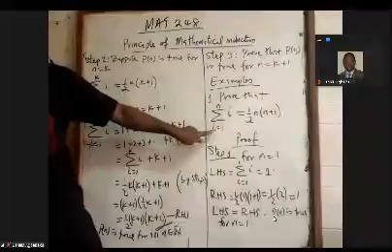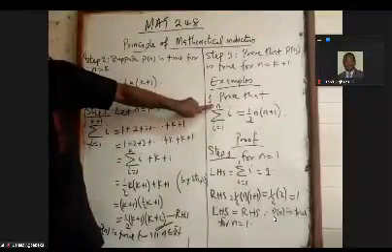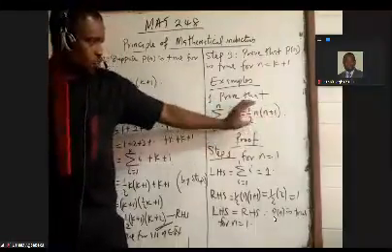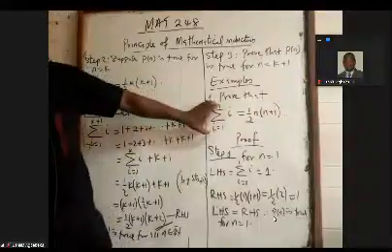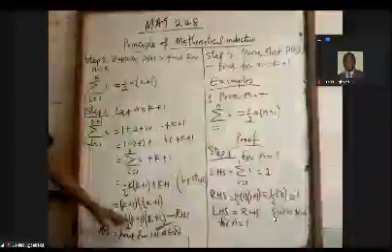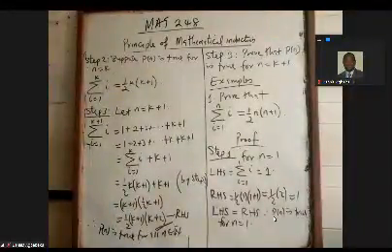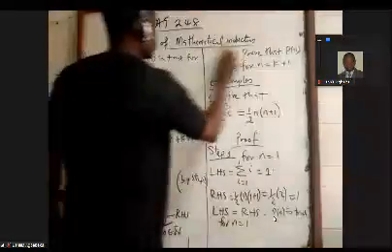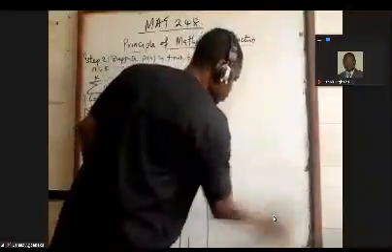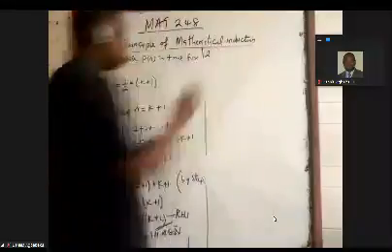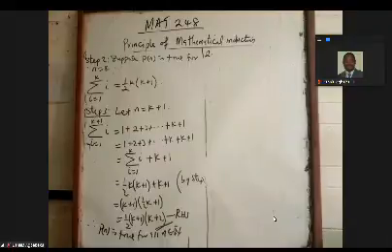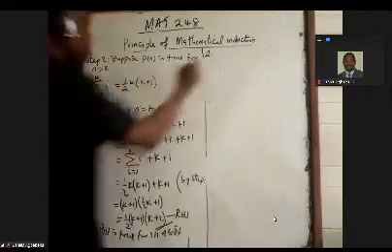I take example 2 now. Example 2. Prove that 11 raised to power n minus 8 raised to power n is a multiple of 3 for all n set of natural numbers.